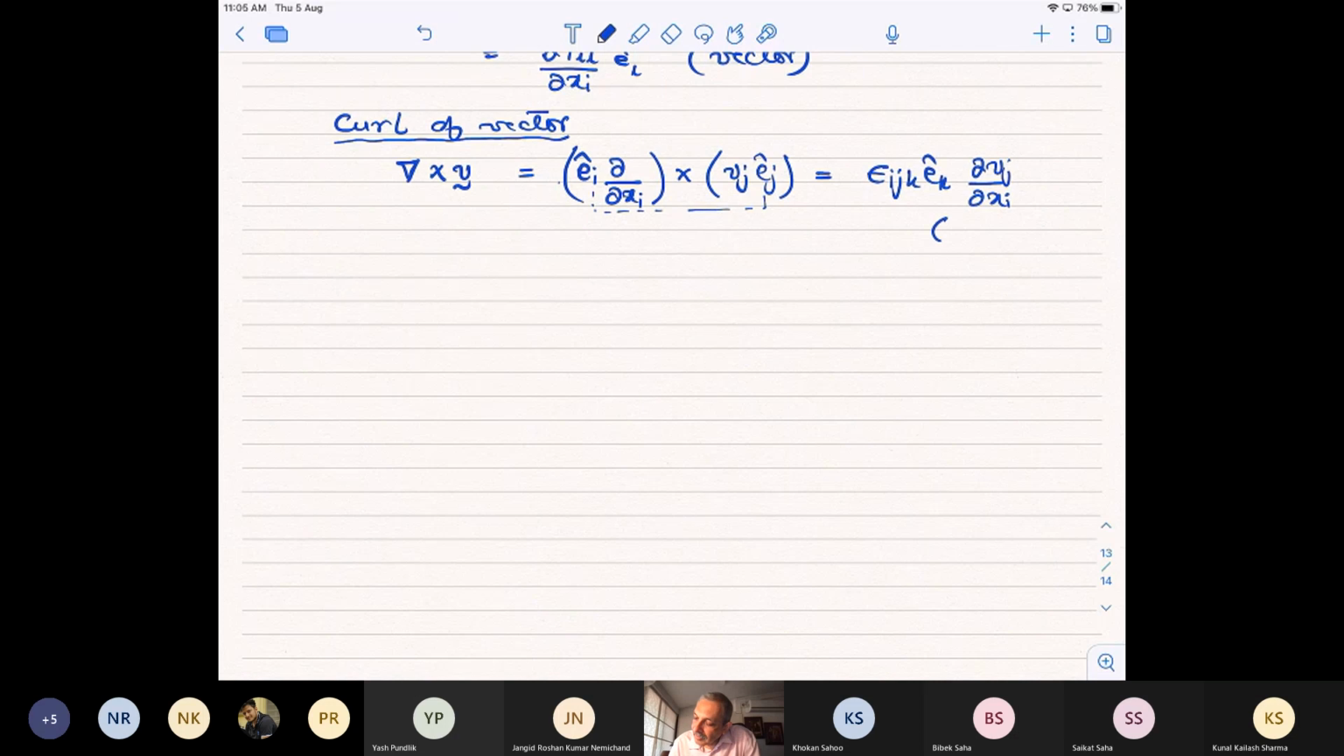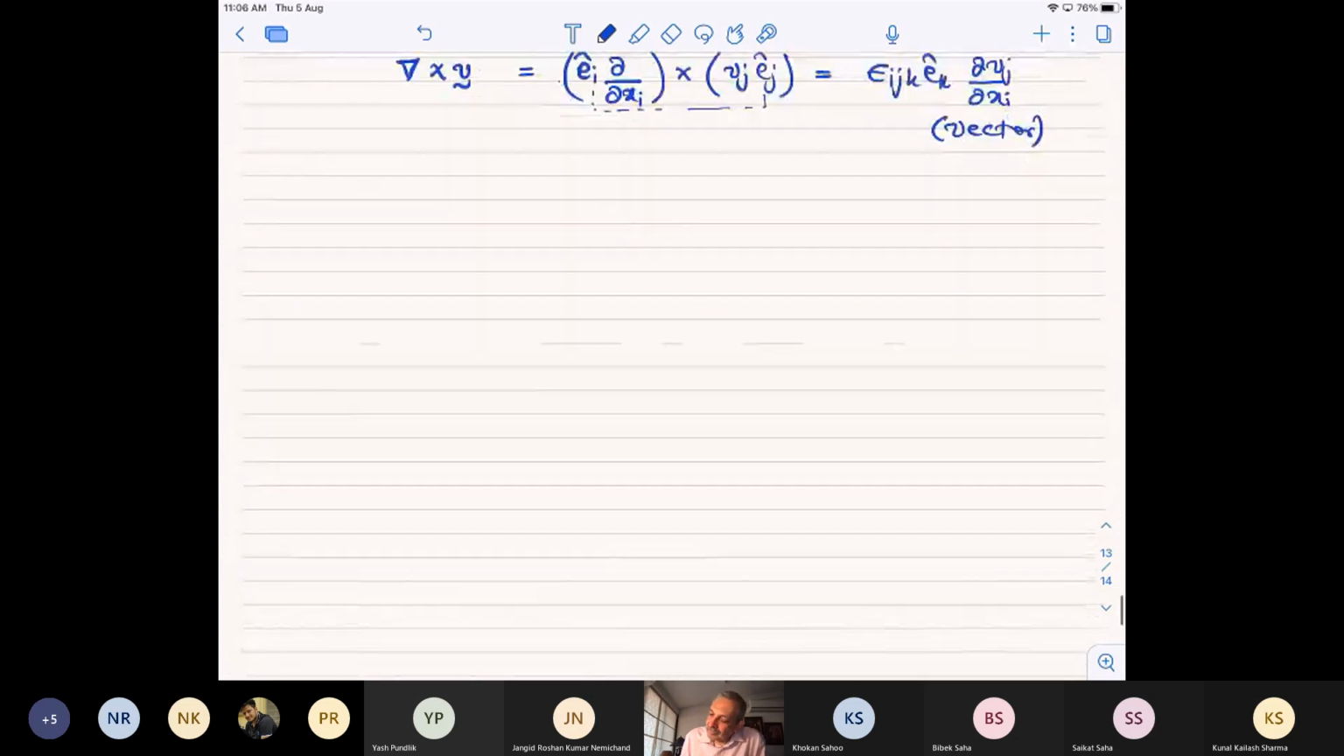And you can see that the curl of a vector is a vector. You can't simplify it any further. If you want, you can expand it and the result you will get is exactly what you would have calculated using other methods. Then the last derivative, which we'll come across quite often, is called the Laplacian of a vector.